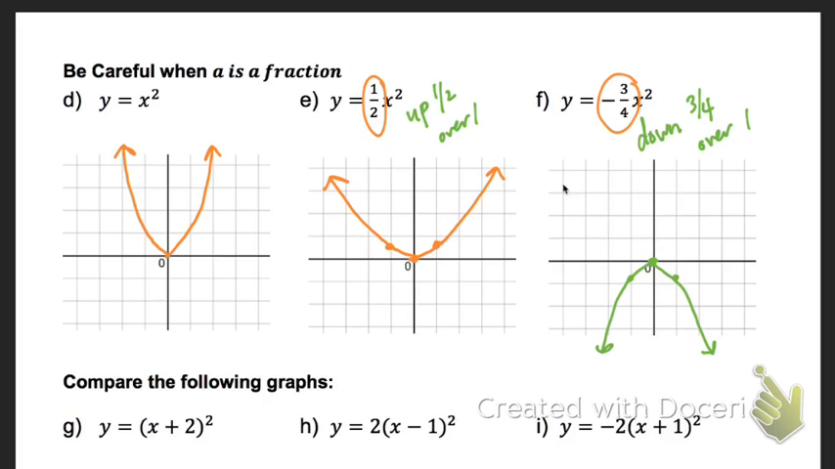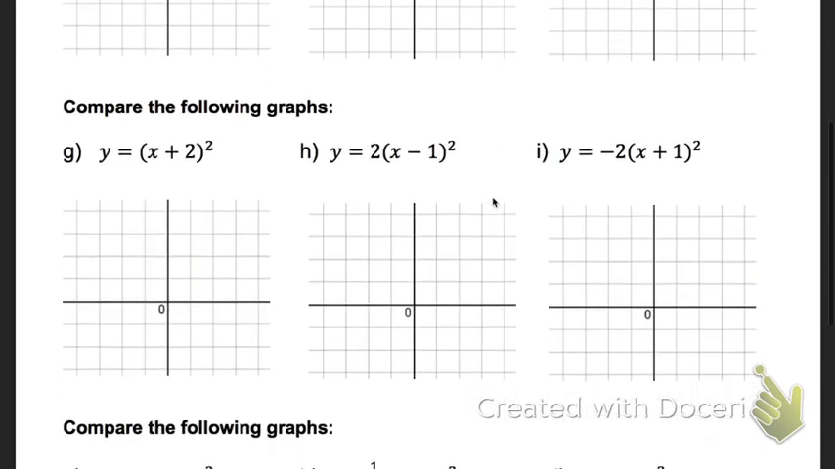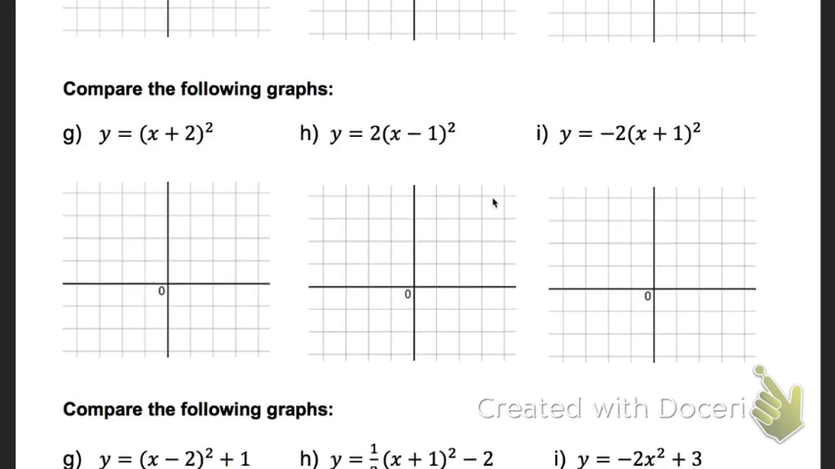Okay, now let's introduce some left or rights. So would this x plus 2 mean that I go right or left 2? Left. So I start at 0, 0, I go left 2, and I put a dot there. The A value is technically 1 because there's nothing in front of it, and it's going to be facing upward.